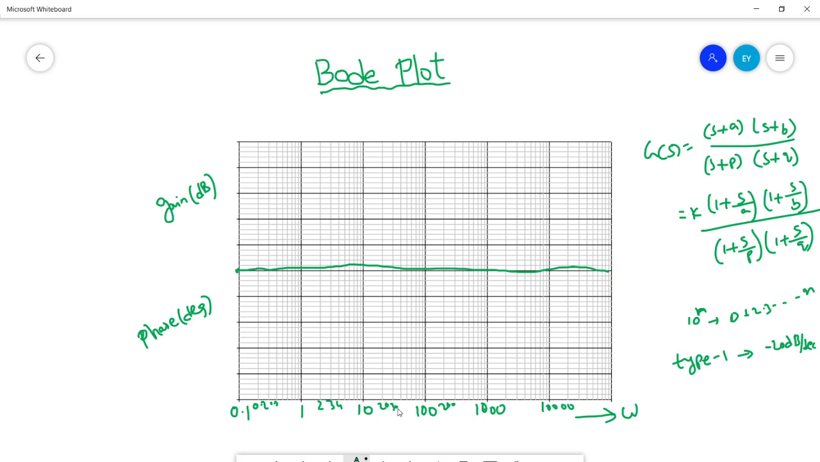When you have a type 1 system, you have to write the initial slope as minus 20 dB. When you have a pole, that is a denominator factor. When you have a zero, it should be plus 20 dB. So the first thing is you have to check for poles at the origin, that is the S factor. Based on that we write the initial step. The second step is to identify the gain and the slope of the first line, and how it is traveling.